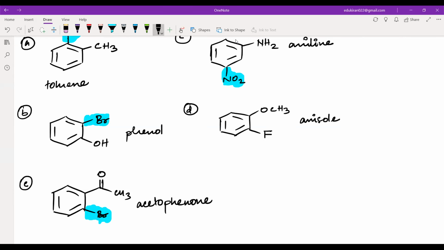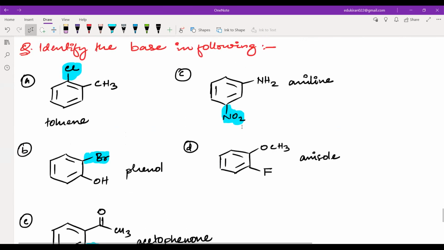Now, how are we going to name this? See, it's very easy. You have toluene here, so you'll be keeping toluene as the base. Next, what do we have? We have the chlorine, right? So the carbon atom containing the group of the base will be numbered 1, and then you start the numbering here. So this will be 1, 2.